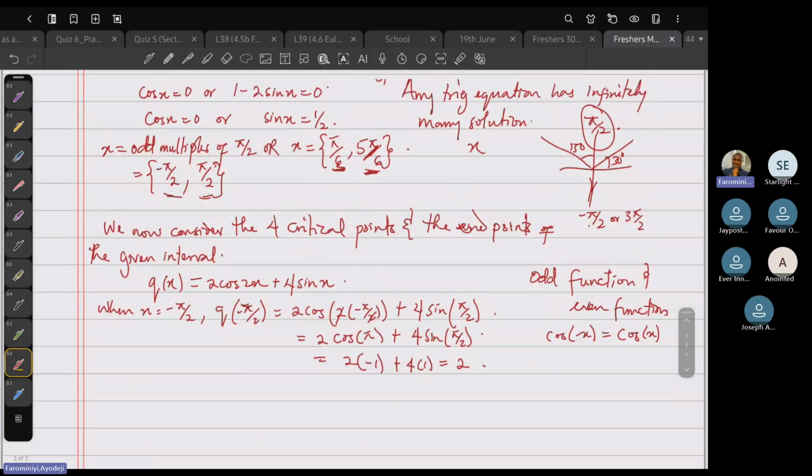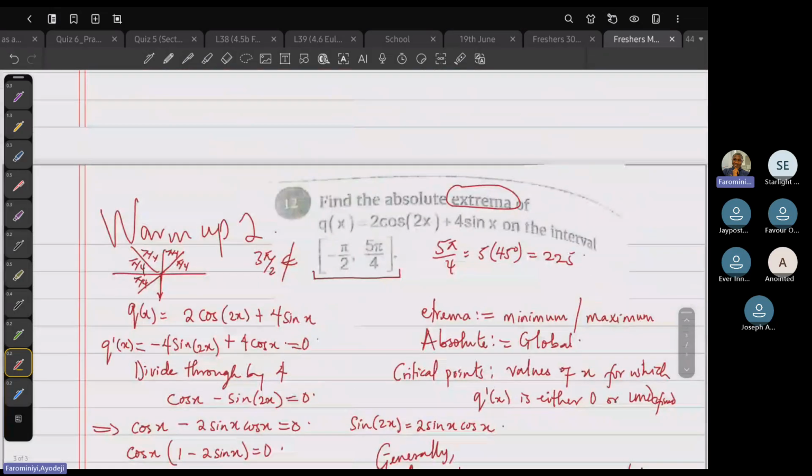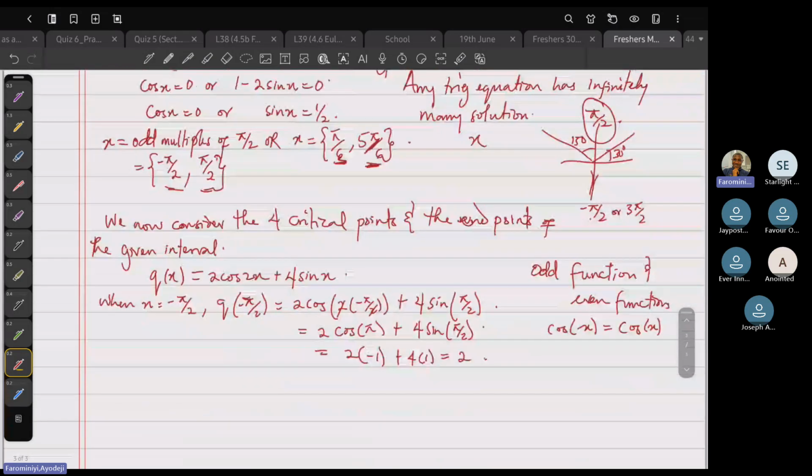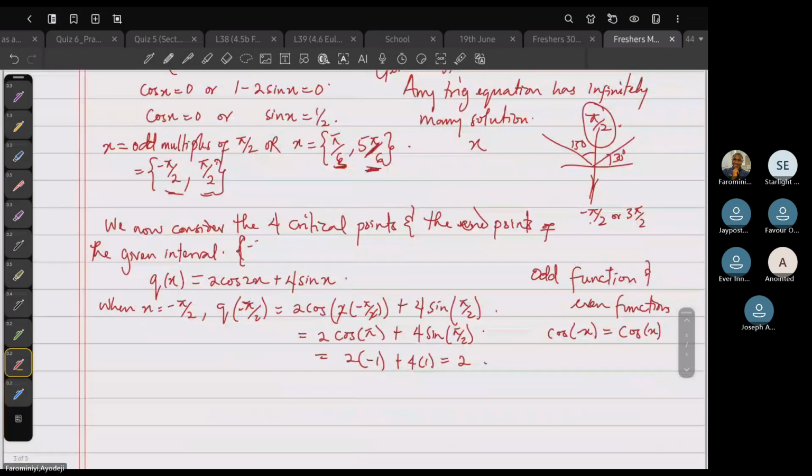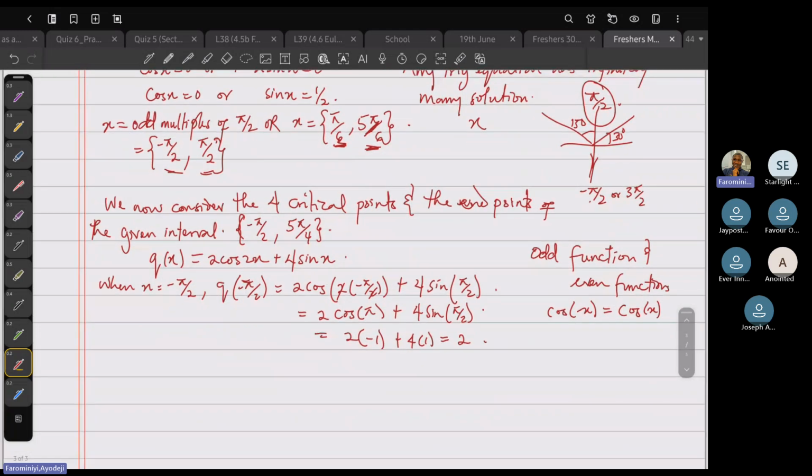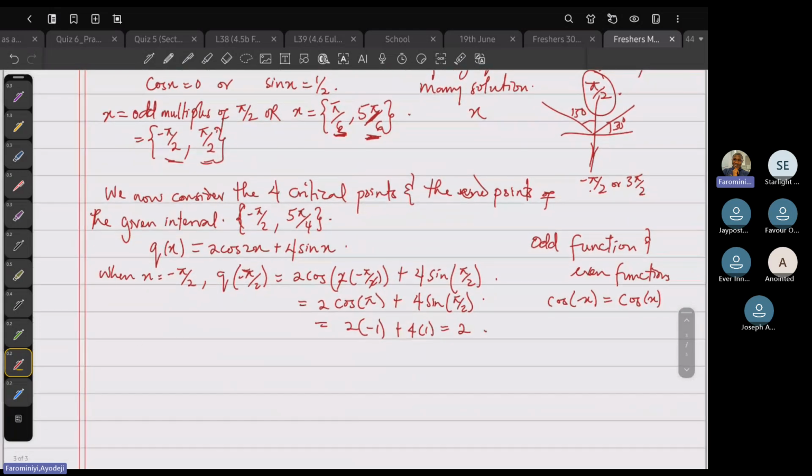We do the same thing. What are the endpoints of the interval? Thankfully, negative pi over 2 is also part of the endpoints. So the endpoints are negative pi over 2 and 5 pi over 4. It means we only need to test 5 things. Oh, I've made a mistake. This should be 4 sine of negative pi over 2, and that will be minus 4 sine pi over 2. This is minus 4. And this should be negative 2 minus 4. That is negative 6.